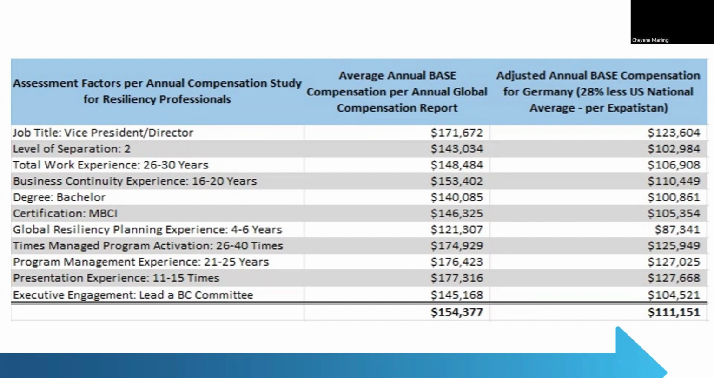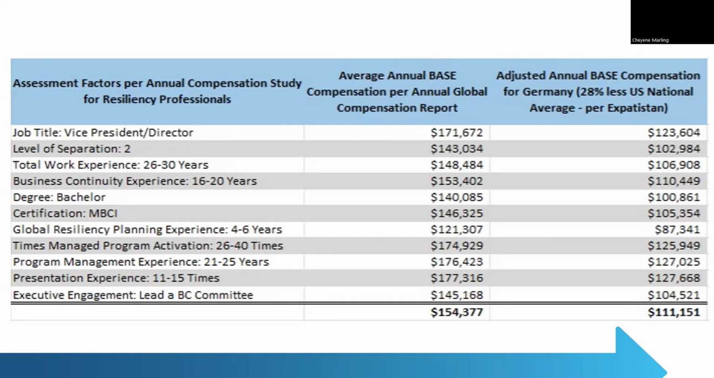The report shows average base comp by job title globally, average comp based on degree, certifications, years of experience, and leadership span. Then, using an adjustment factor, in this case, Germany's average is 28% lower than the US for Expatistan, you can adjust the base figures to get a more realistic range for your region. We use the base range from the USA because a majority of the respondents are from the USA. This same approach applies for Singapore, Ireland, New Zealand, and others.